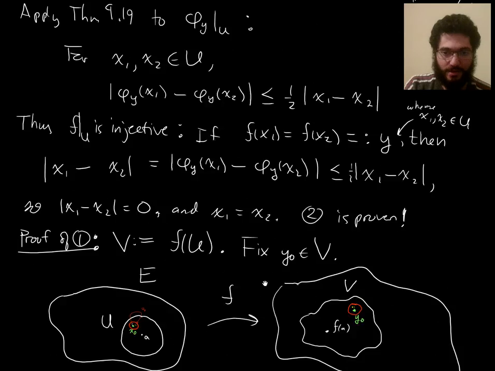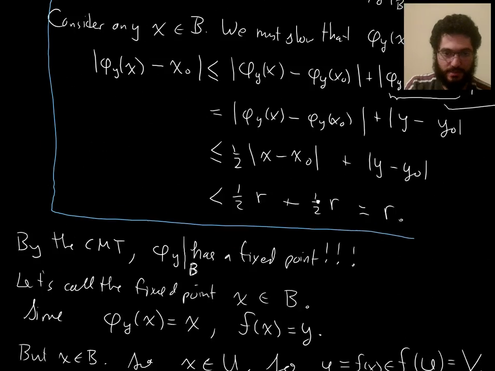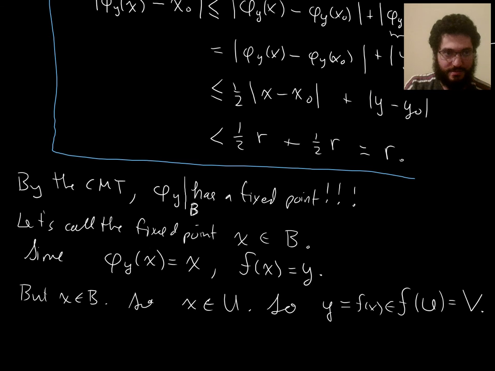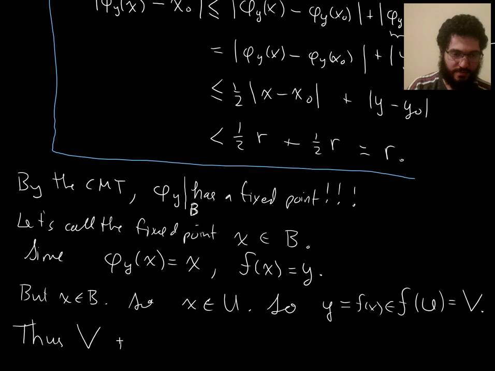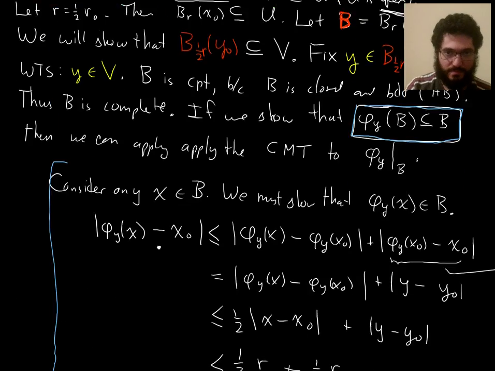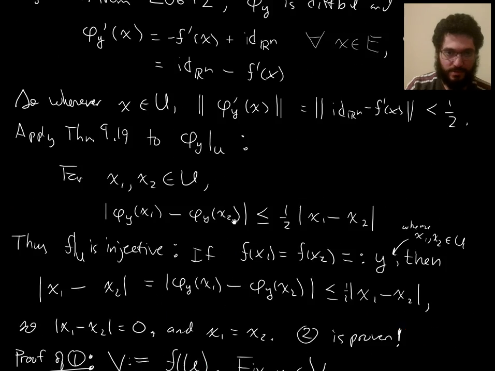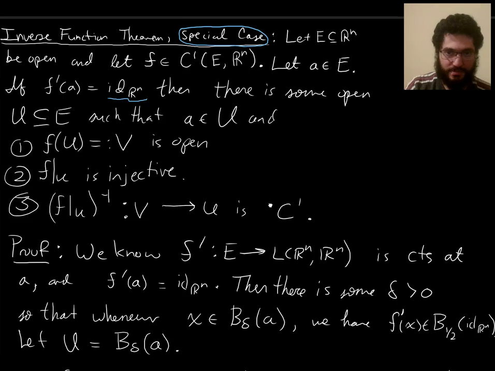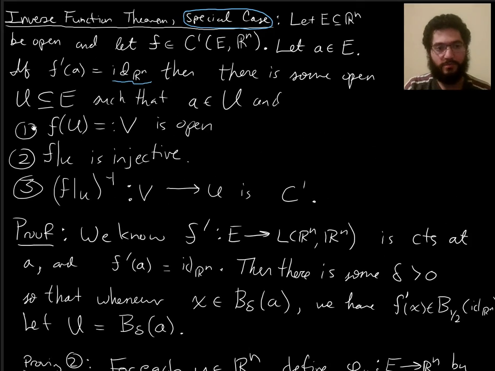Okay, so let's just go write our victory sentence down there. Thus, V is open. And we have proven part 1 of the theorem. So here is where we are now. This is our inverse function theorem special case. We have proven part 1, and we have proven part 2. We proved part 2 in the last video, and we just finished proving part 1.